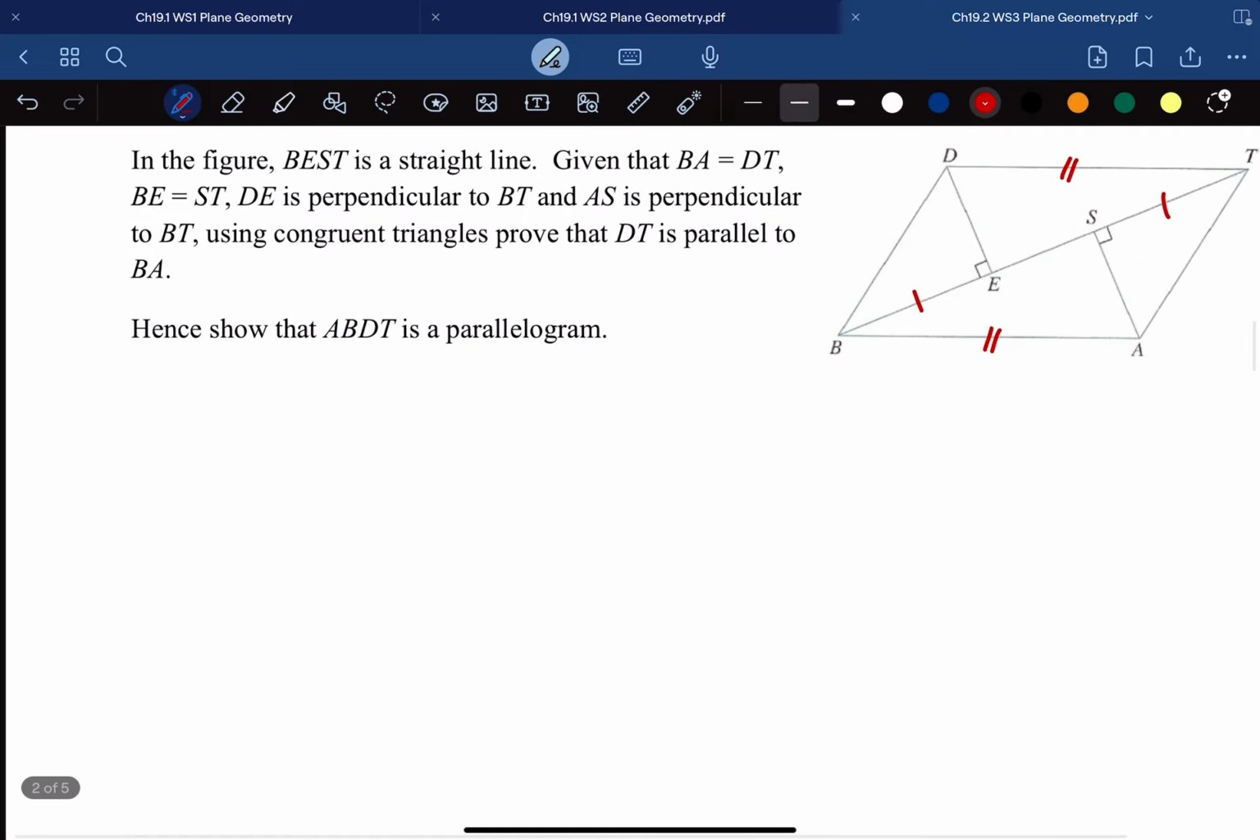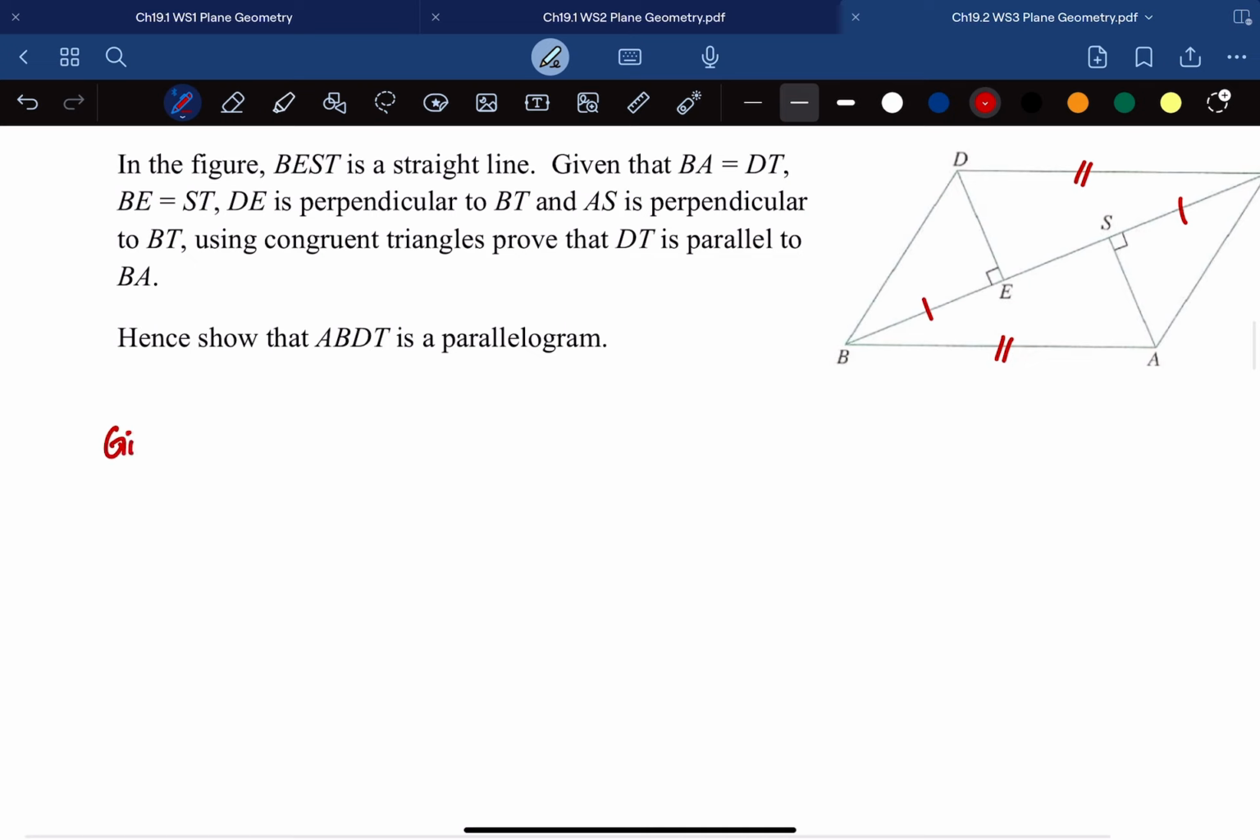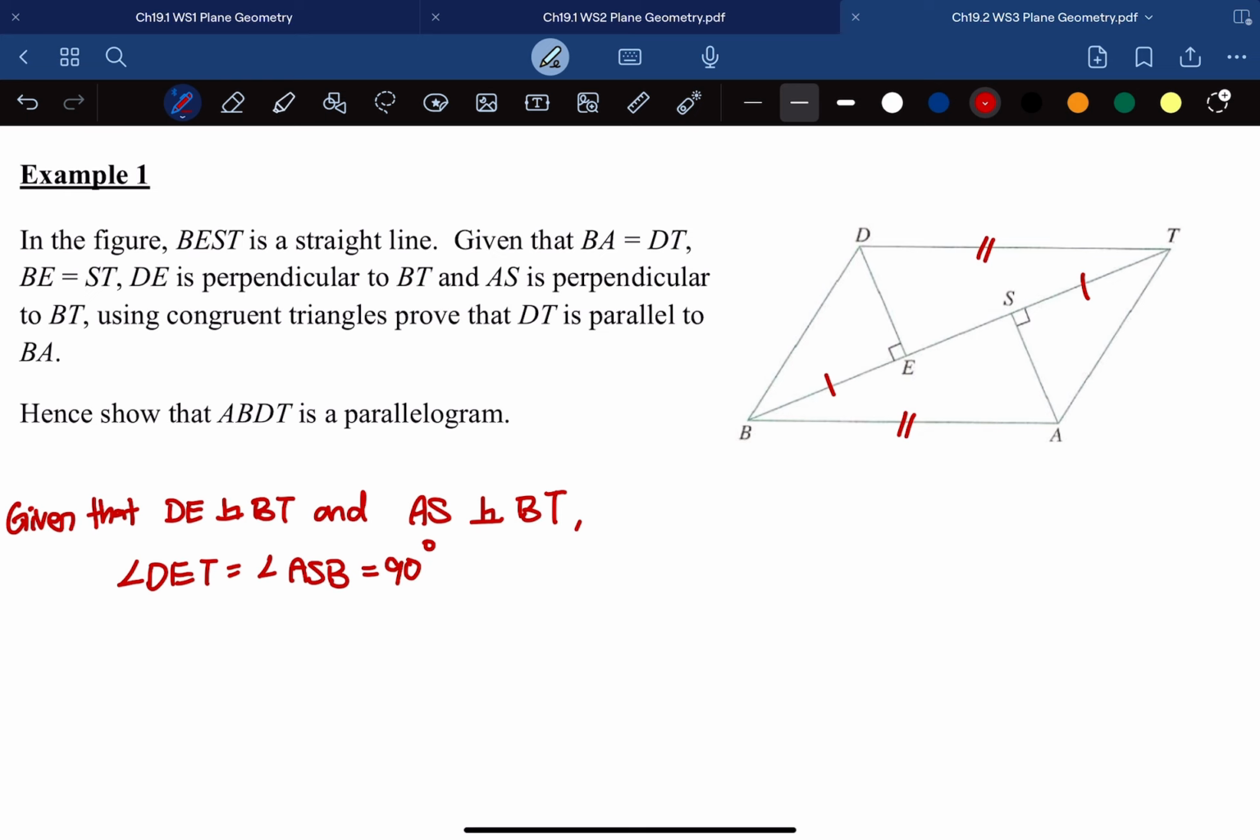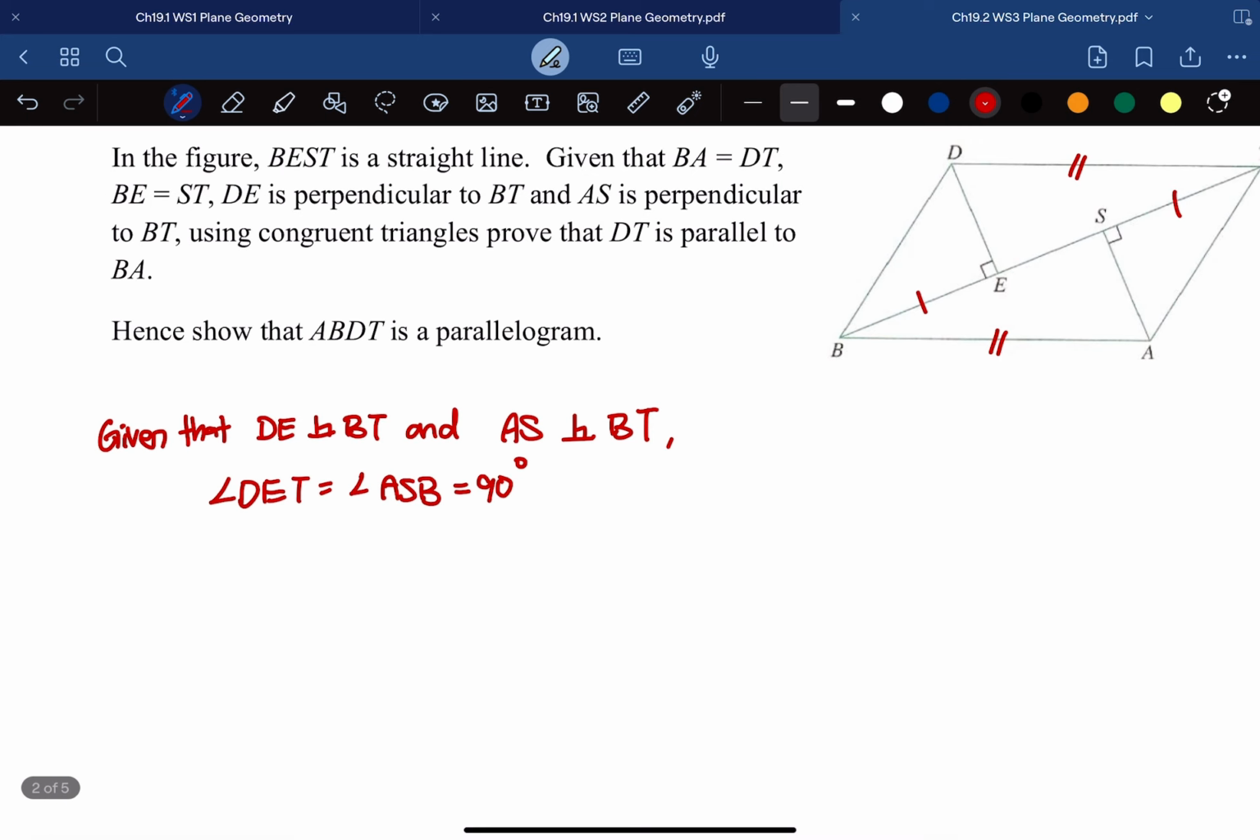If I look at this diagram, since DE is perpendicular to BT and AS is perpendicular to BT as well, I know that this angle here is also 90 degrees. So therefore I can conclude that angle DET is equal to angle ASB, and this angle is 90 degrees. Okay, this is the right angle.